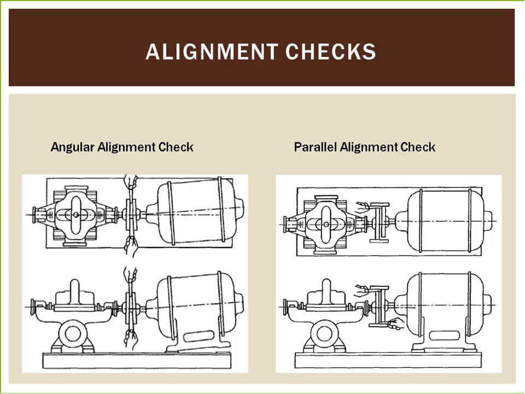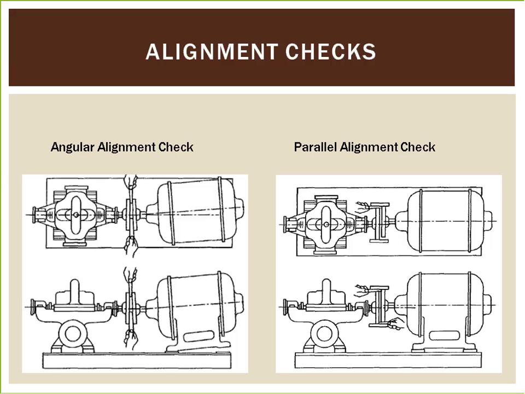at all points. A check for parallel alignment is made by placing a straight edge across both coupling rims at the top, bottom, and at both sides, shown in the figure on the right. The unit will be in parallel alignment when the straight edge rests evenly on the coupling rim at all positions.